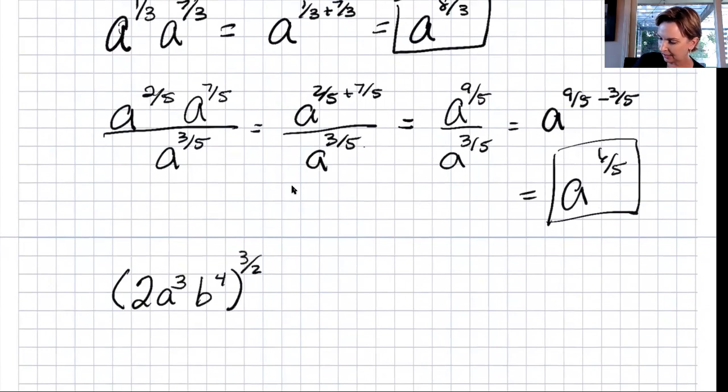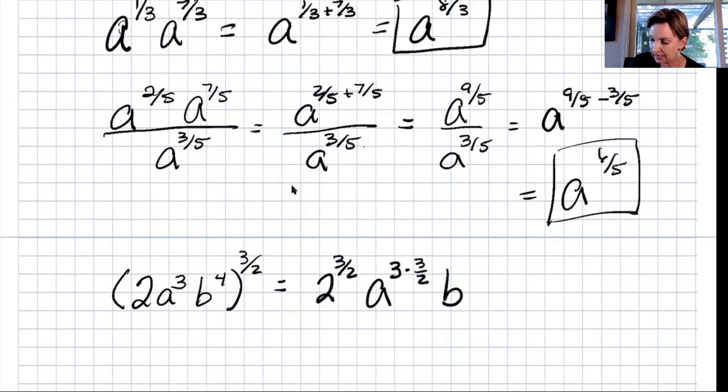3 halves. Okay, here we go. Raise everything in those parentheses to that fractional exponent and just do each part separately. Don't get overwhelmed with the fact that everything is raised to that exponent. Just do each piece by itself. So just do 2 to the 3 halves, and then A to the 3 times 3 halves, and then B to the 4 times 3 halves.